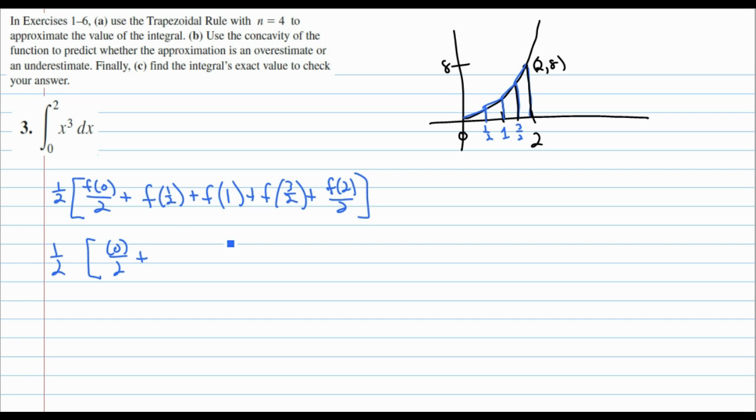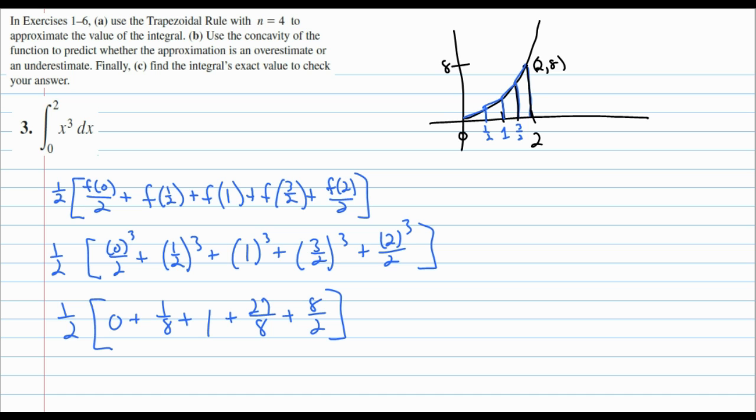F of 1/2, that's 1/2 cubed. 1 cubed. 3/2 cubed, and then finally 2 cubed, but over 2. So after some wonderful adding of fractions and reducing, I mean this is 0 plus 1 plus 4, which is 5. This is 28/8. So I get about 4 1/4, so 4.25 square units. Now that's my estimate. That's part A.